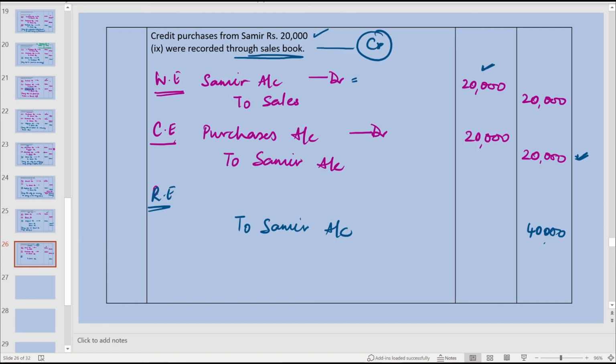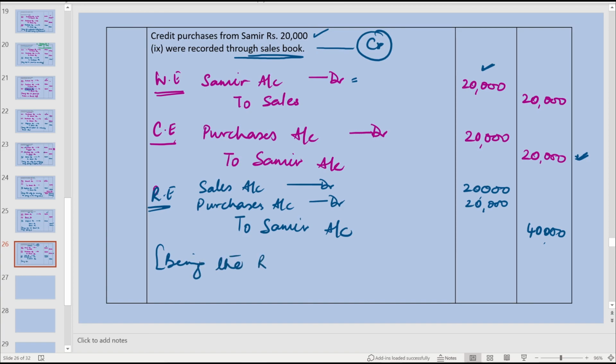And what's going to happen to the other one? Now sales was credited, I am going to debit sales. So sales account debit 20,000. So the effect gets nullified and I have to pass the correct entry of purchases account debit 20,000. See, the debit and credit tally, and you can say being the rectification entry passed for posting in wrong books.